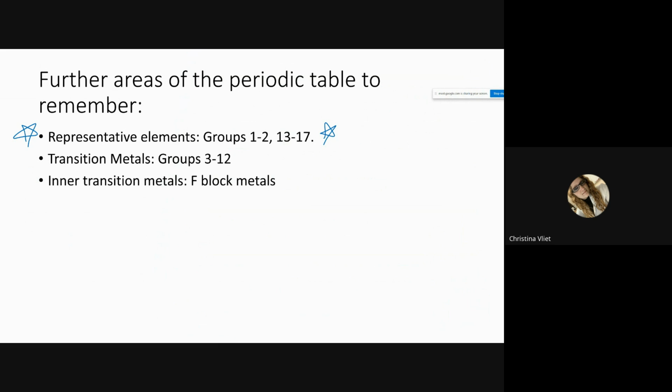Wait, transition metals. Can I also just put D block? Sure. And they do have group notations. It's 3 through 12. But it is the same as the d block.